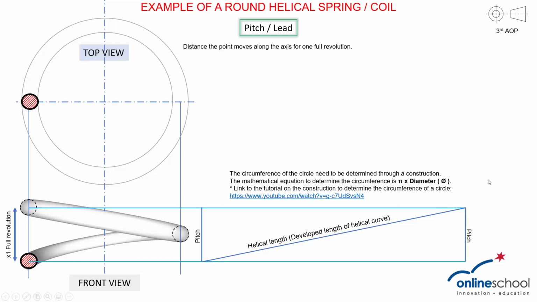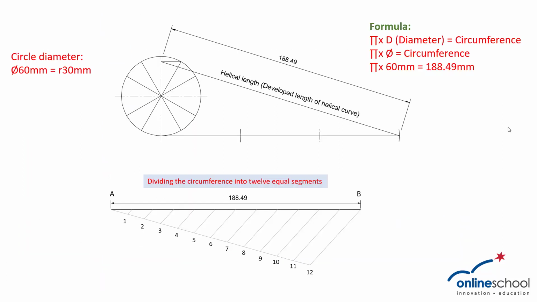We will have to use a calculation which is pi times diameter to determine the mathematical equation for the circumference. We also need to be able to do the construction for the circumference of the circle. I will place a link to the detailed tutorial on the construction of the circumference of a circle in the descriptions below. This is a quick example of the construction that we will use to determine the circumference of a circle, and then also how to take that circumference and divide it into 12 equal segments.